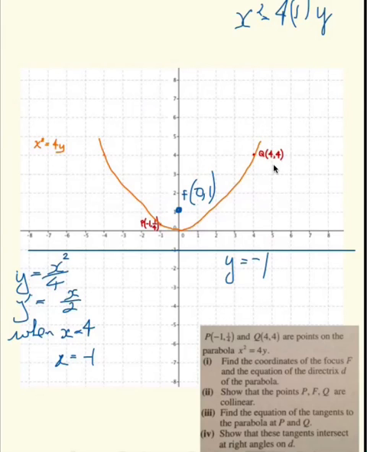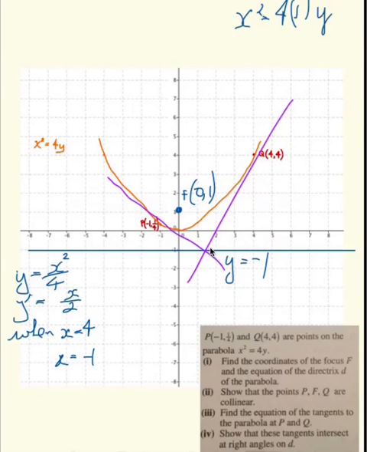So you've got a tangent there, you've got a tangent there. So let me just draw these things roughly. I'm only going to attempt these roughly. But you'll have a tangent, okay, work with me here, that does something like that. You'll have a tangent that does something like that. Now, I've drawn it that way because part 4 says show that these tangents intersect at right angles on D, where D is the directrix.